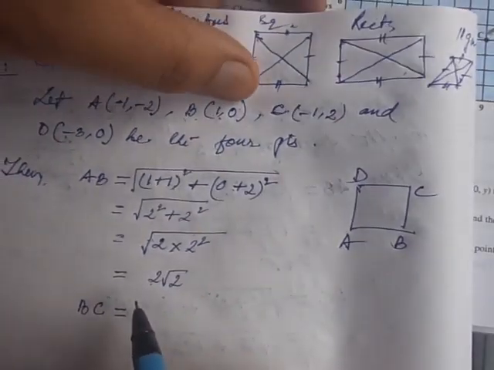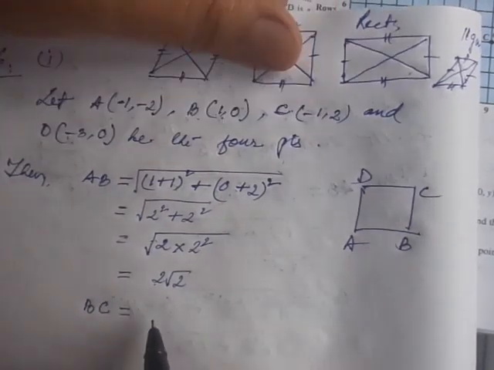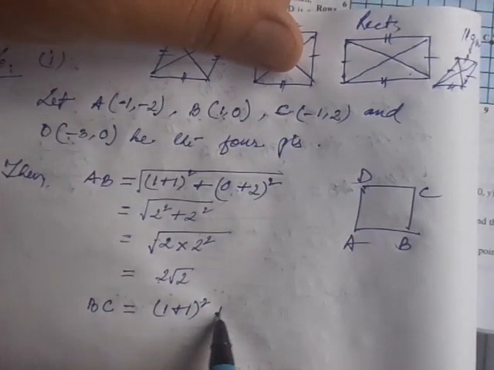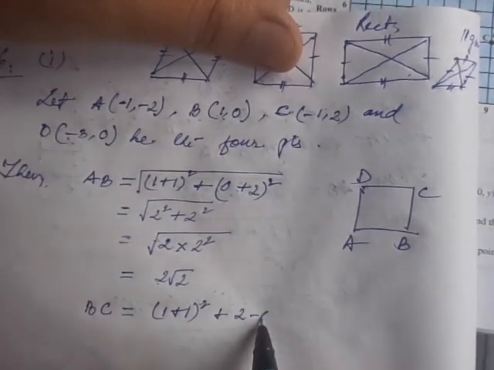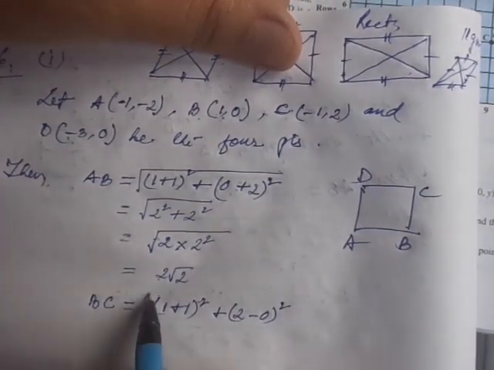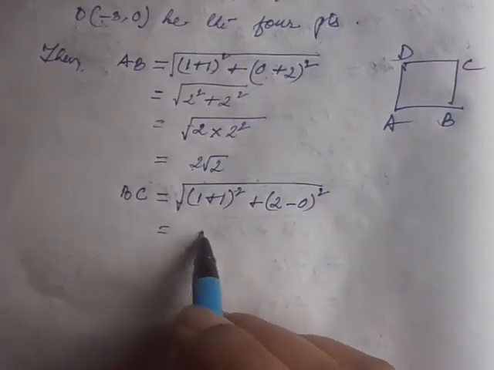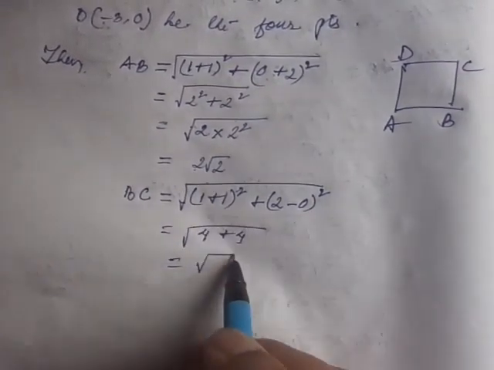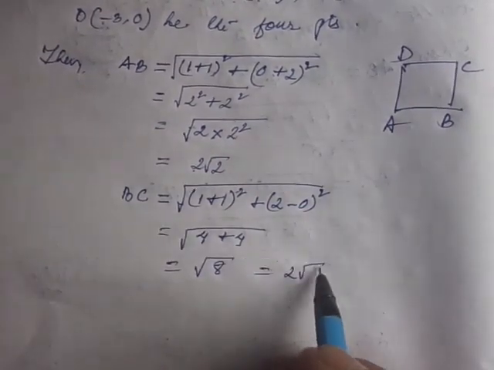The next one here, BC. So for BC here, 0, 1 and minus 1. So we can write 1 plus 1 whole square, then plus 2 minus 0 whole square. So this is equal to 4 plus 4. Same like that only. So we'll get root 8 equal to 2 root 2.